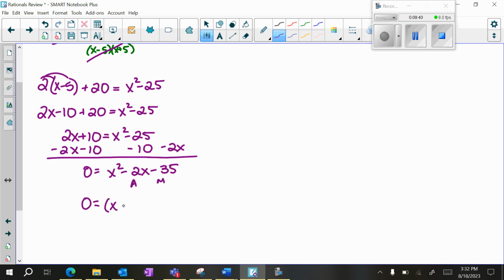Using AM to solve, x minus 7, x plus 5. So x equals negative 5, x equals 7. Once again, check for extraneous solutions.